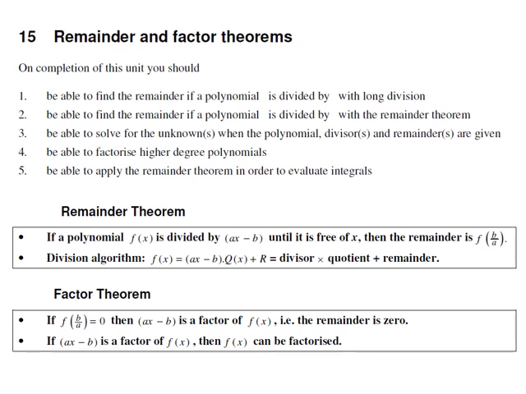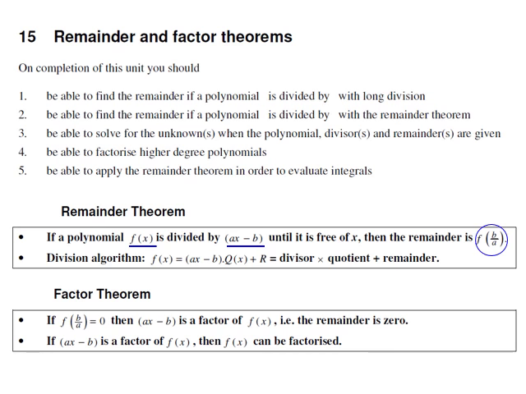Hi there. You have probably met the remainder and factor theorems in high school. In this video, we're going to take a look at a number of examples where we apply the remainder and factor theorem. Now, the remainder theorem tells me that if you divide a polynomial f(x) by a linear factor ax minus b until it is free of x, then the remainder is given by f of b over a.